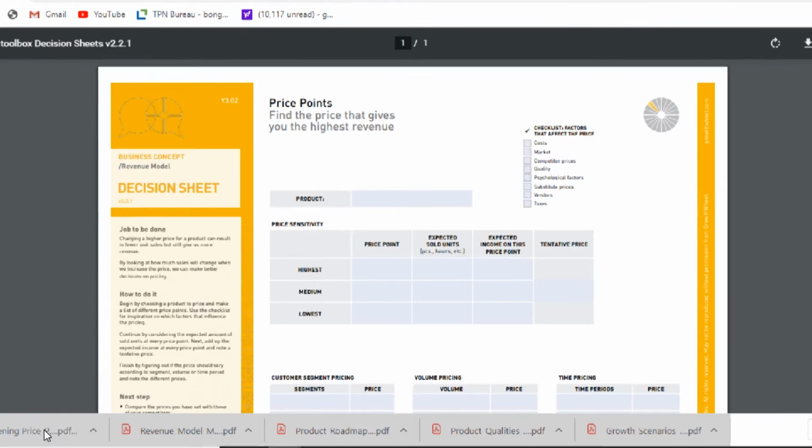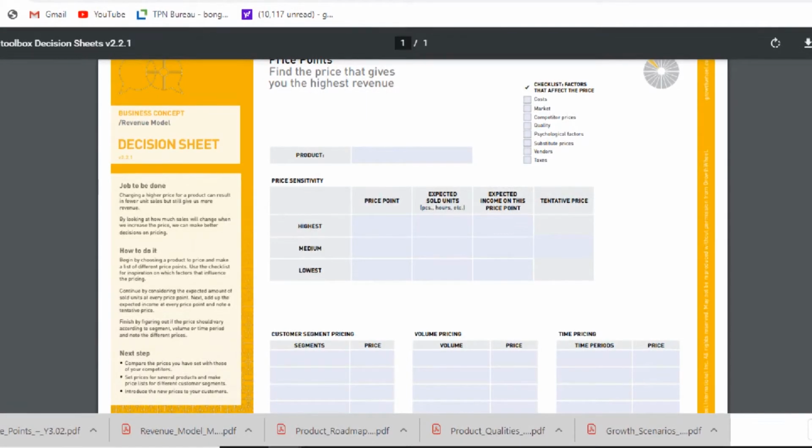Now, I want to discuss that slightly. After you've decided on your pricing strategy, you now go to your price points. Why that particular price? You look at the type of market of the price. You look at the cost that comes with the product. You look at the quality that comes with the product. You look at the taxes that come with the product. You look at the psychological factors that come with the product.